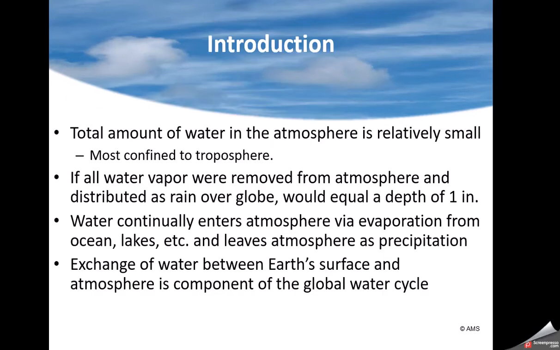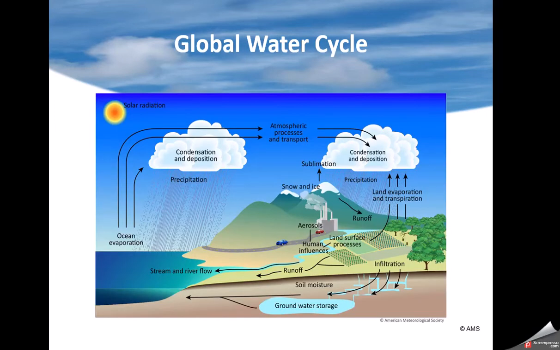The amount of water in the atmosphere is not very much, really. All of it's confined to the troposphere. And if you dumped it all out, you'd get about an extra inch over the whole world. Not a lot of water there. So let's look at the water cycle.